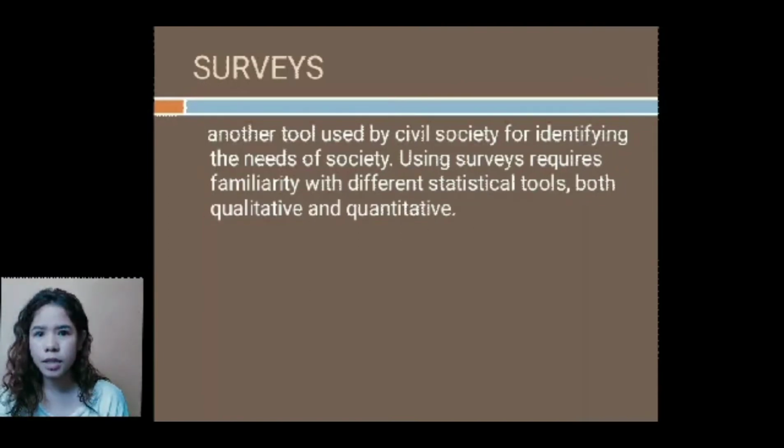na paraan ng pag-survey. Kasi iba-iba namang survey yung gagawin mo. Hindi lang naman siya by word, hindi lang naman siya by numbers, diba? So, dapat marunong ka sa both qualitative and quantitative survey.